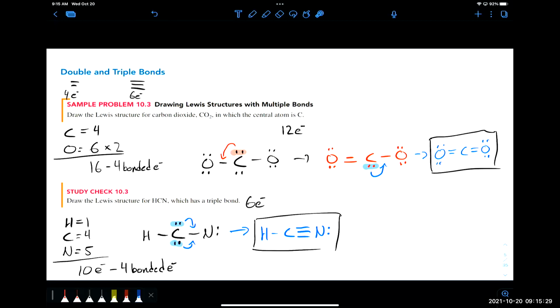For carbon, yes, carbon has 8 valence electrons, so it's good. These ones are all shared, so we'll count them for nitrogen as well.